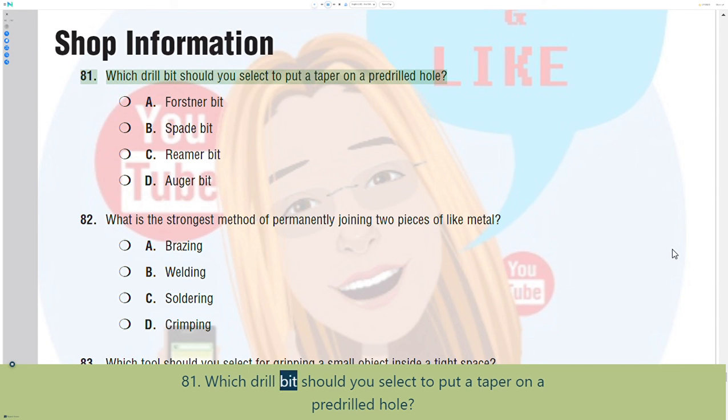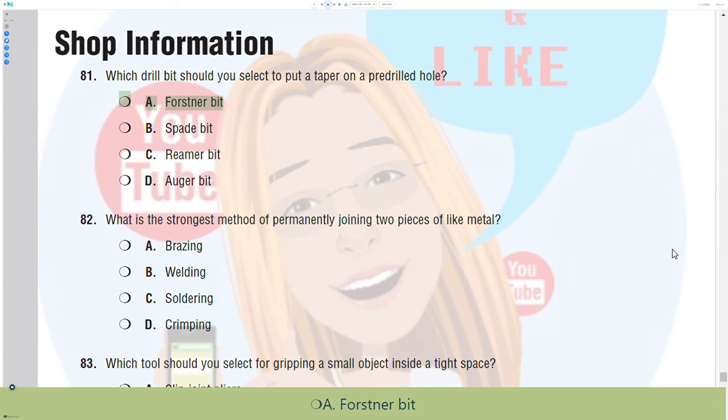81. Which drill bit should you select to put a taper on a pre-drilled hole? A. Forstner bit. B. Spade bit. C. Reamer bit. D. Auger bit.